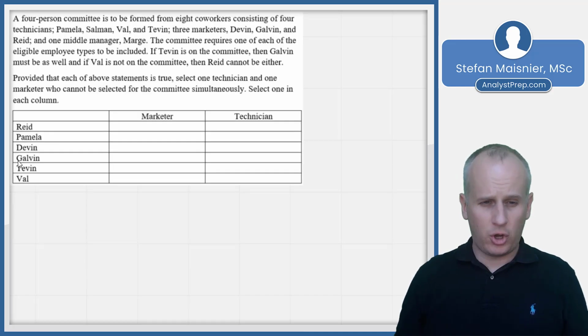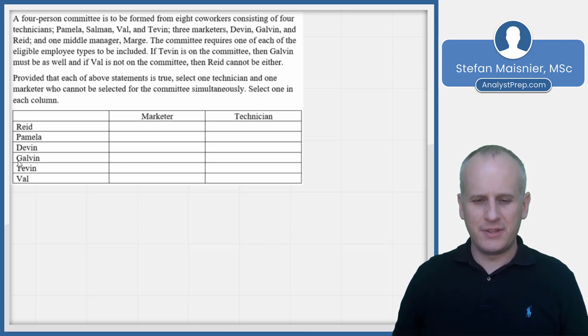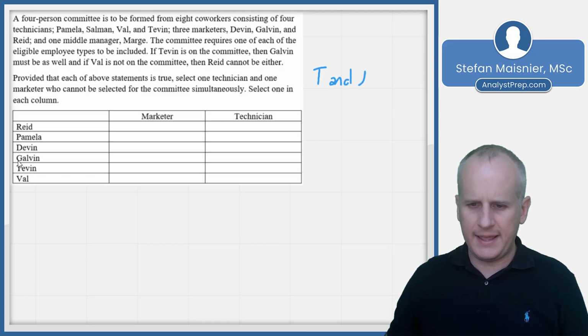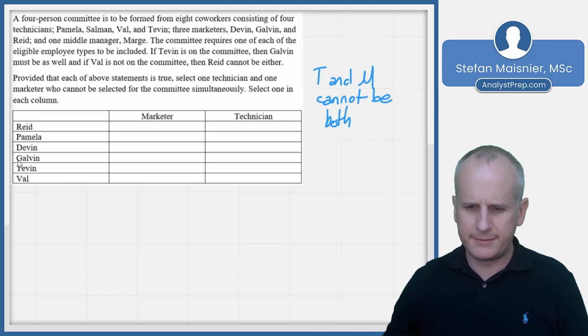As is the case with all of our two-part analysis questions, always skip to the end and figure out what you're being asked for. So in this case, we're being asked, provided that each of the above statements is true, select one technician and one marketer who cannot be selected for the committee simultaneously. So we need to find a T and an M that cannot be both picked.